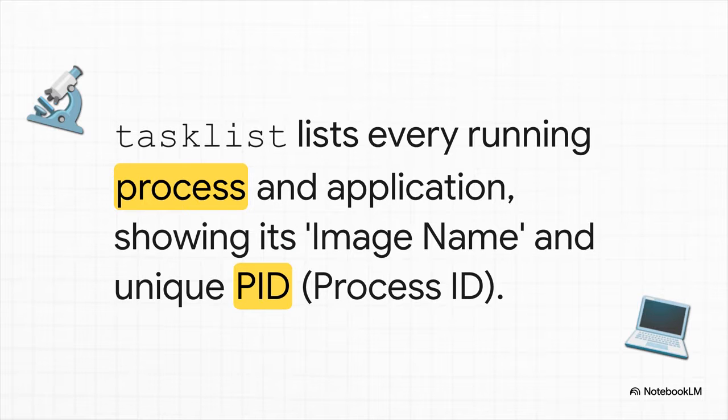And this detective work isn't just for the network. With tasklist, you basically get X-ray vision into your own PC. It shows you every single process that's running, even the hidden background stuff. You can see its name and its unique process ID, or PID. If you spot something weird eating up your memory, you grab its PID and you're ready to shut it down.